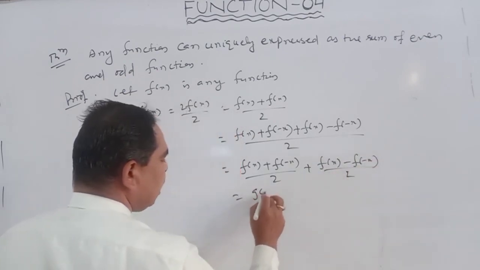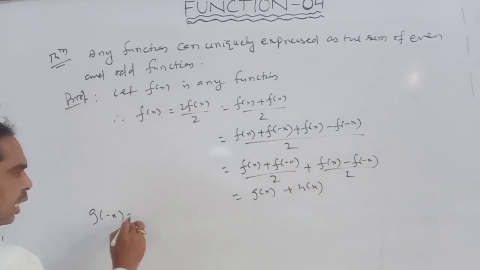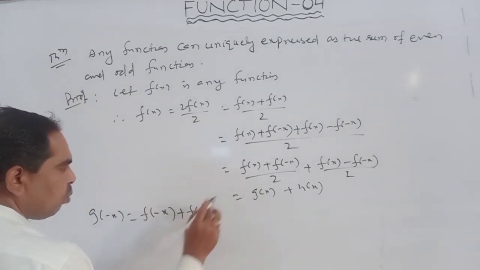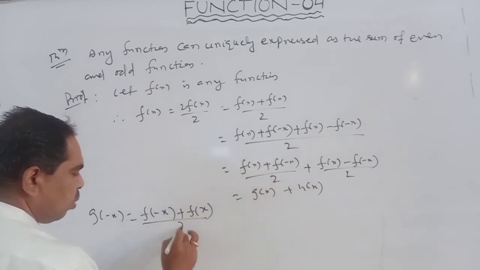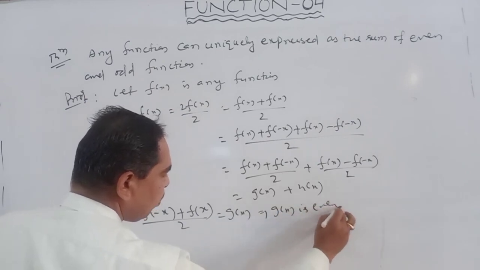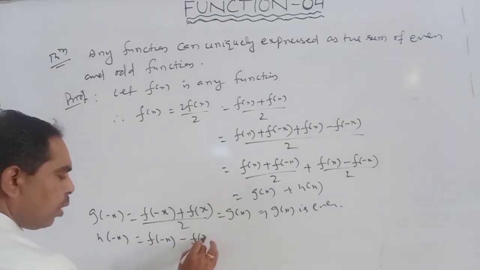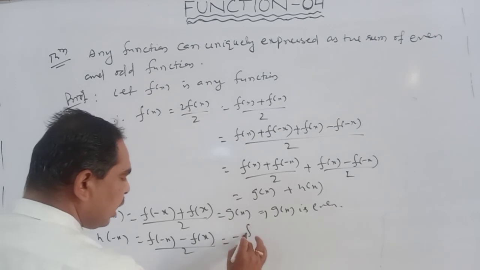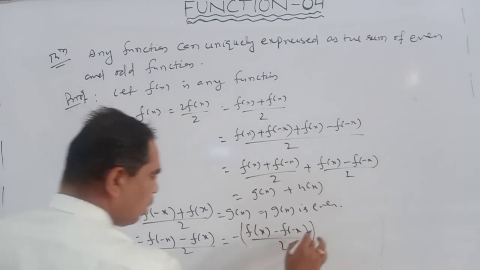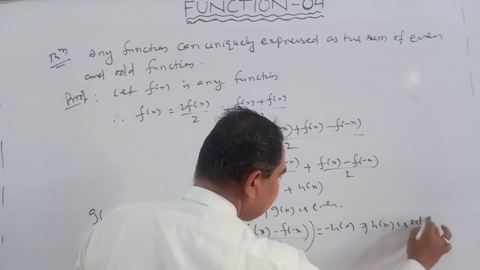Suppose this is g of x and this is h of x. So now g of minus x is equal to f of minus x plus f of x by 2, which is equal to g of x. So this implies g of x is even. Next, h of minus x is f of minus x minus f of x divided by 2. Taking minus as common, f of x minus f of minus x divided by 2 is equal to minus h of x. This implies h of x is odd. So this is even, this is odd.